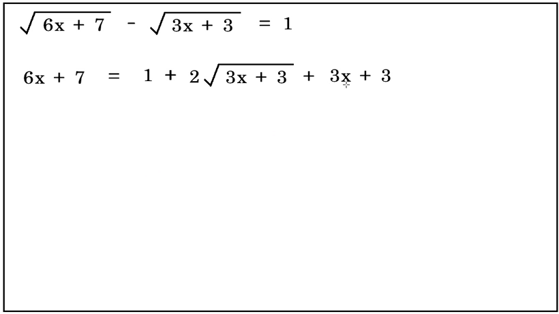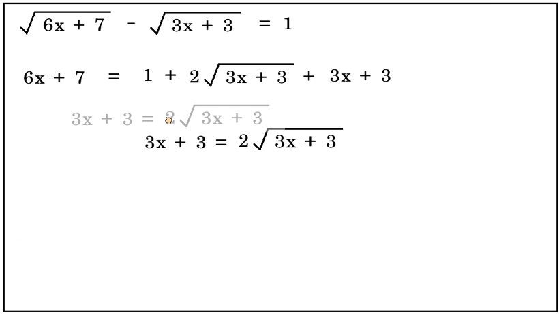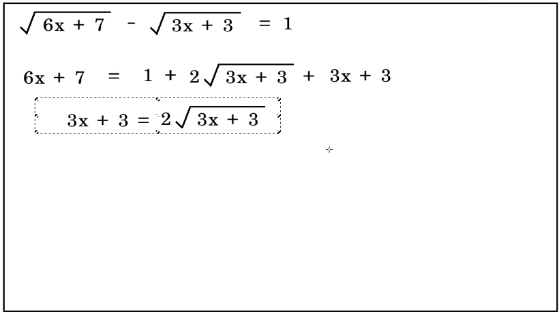And so what I'm going to do is subtract 3x from both sides. And then I'm going to subtract this 3 and this 1 from this side. And of course I'll do it to the other side too. And what I'm doing is isolating this radical right here. And the result of that is this.